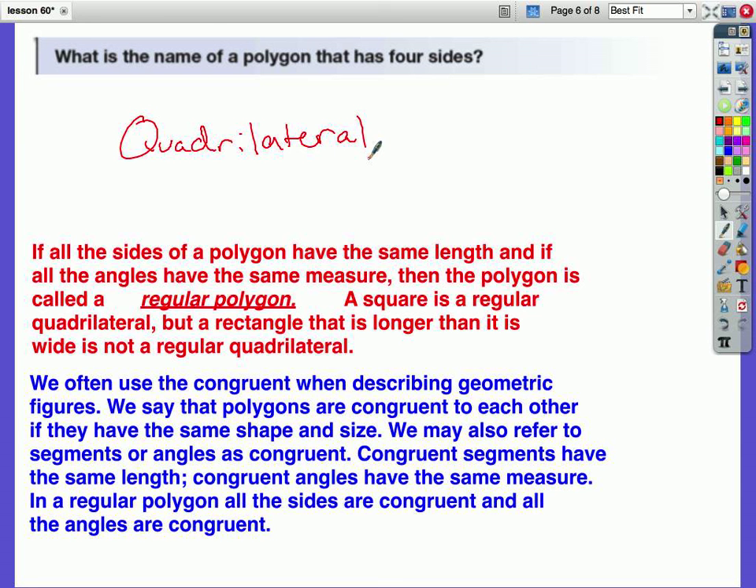We often use the word congruent when describing geometric figures. We say that polygons are congruent to each other if they have the same shape and size. We may also refer to segments or angles as congruent. Congruent segments have the same length, congruent angles have the same measure. In a regular polygon, all the sides are congruent, all the angles are congruent.